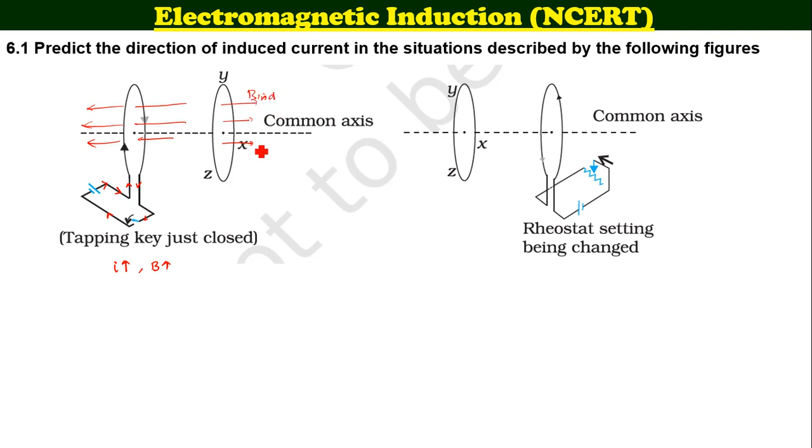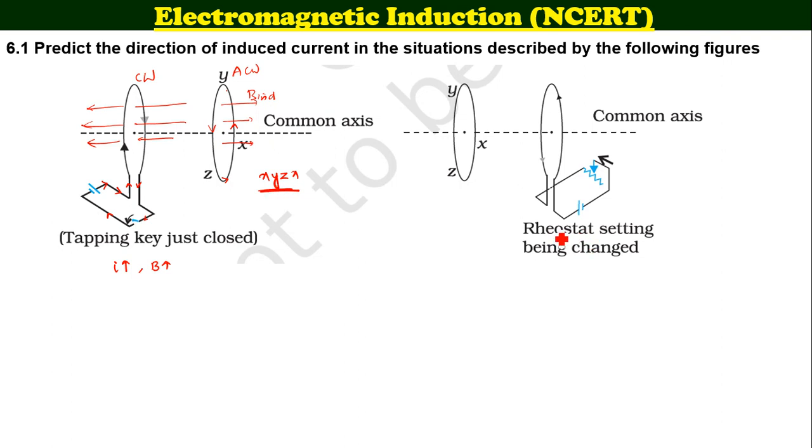What was the current direction here? It is a clockwise direction if you see from here. And in this one it will be anti-clockwise direction. Anti-clockwise direction means current will be flowing in this direction. So x to y, then y to z, then z to x again. X, y, z, x is the loop direction in which induced current will be flowing. Very good. Now let us take this one.